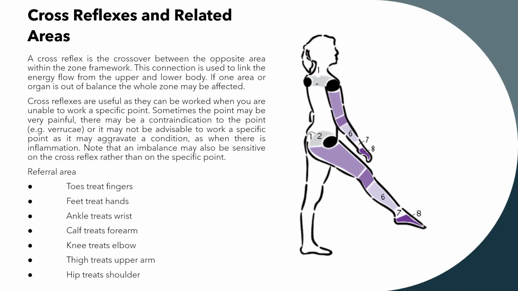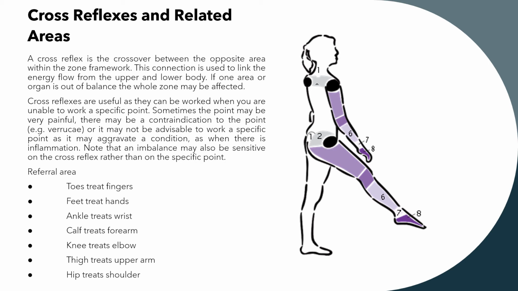Now let's discuss cross reflexes and related areas. A cross reflex is the crossover between the opposite area within the zone framework. This connection is used to link the energy flow from the upper and lower body. If one area or organ is out of balance, the whole zone may be affected. Cross reflexes are useful as they can be worked when you are unable to work a specific point.